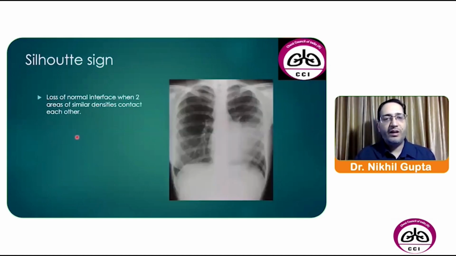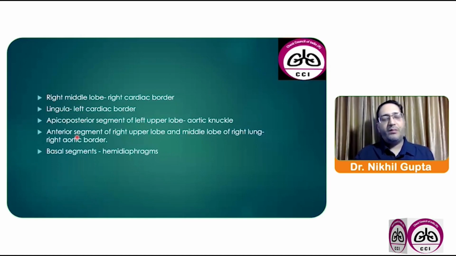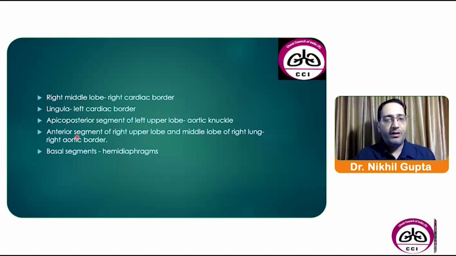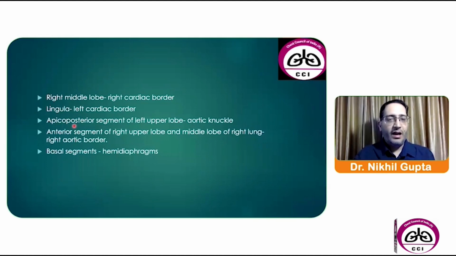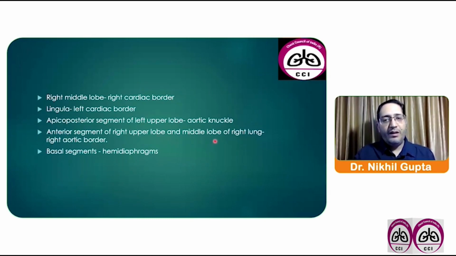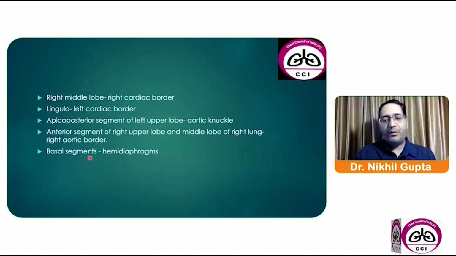Silhouette sign. This is loss of normal interface when two areas of similar densities come in contact with each other. If the right cardiac border is silhouetted, the mass is in the right middle lobe. If the left cardiac border is not seen, the mass is in the lingula. If the aortic knuckle is not seen, the mass is in the apico-posterior segment of the left upper lobe. If the right aortic border is obscured, the anterior segment of the right upper lobe and middle lobe of the right lung are involved. If hemidiaphragms are involved, the ipsilateral basal segments are involved.